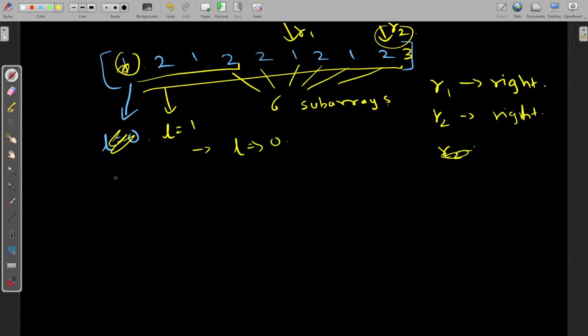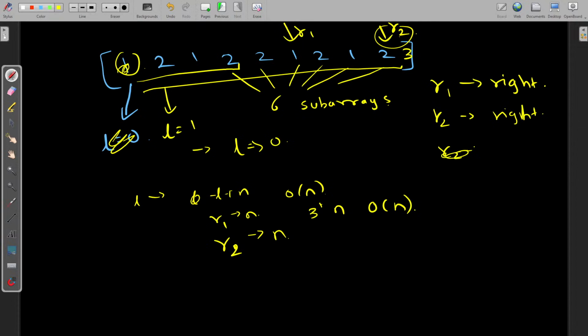So whenever there are two variables, and over the whole iteration, over the whole solution, if L travels a distance of n and R travels a distance of n, then it's linear in time complexity. Here we have just added one more pointer. So instead of 2 pointers, it's 3 pointers now. But still the solution would be 3 times n, which is O of n. So we have made our way to some part of the solution.